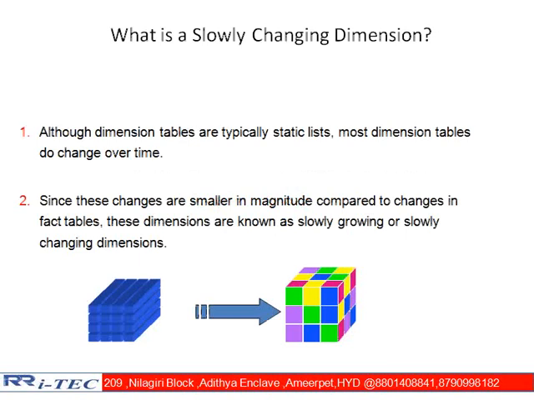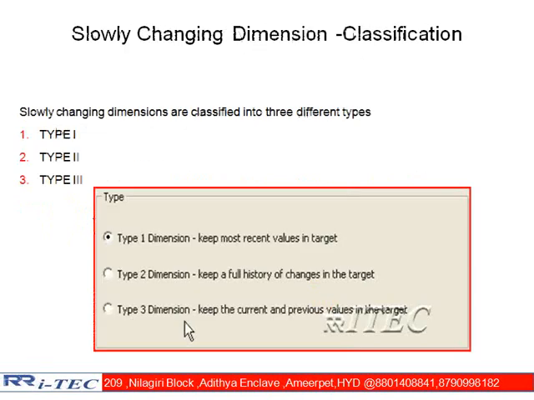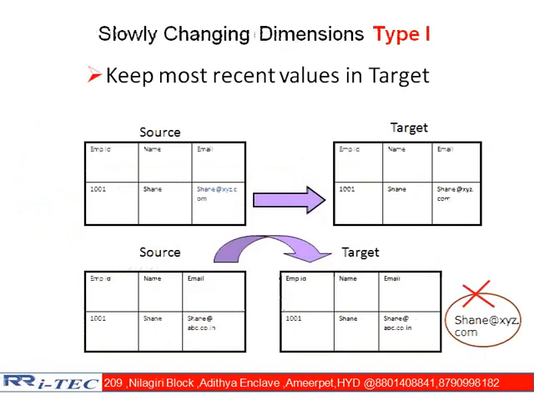So we have one concept, sir, that we slowly come to understand, known as slowly changing dimension. We will understand that at a later point of time. As of now, observe the records here. Slowly changing dimensions are divided into three types. Type 1. This is my source, and this is my target.